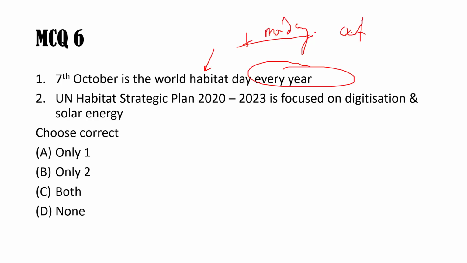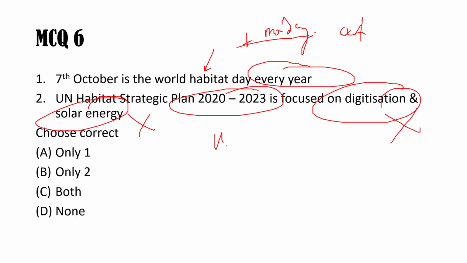So World Habitat Day was declared by the UN, and UN Habitat has a strategic plan for 2020-23. This 4 year plan is not focused on digitization and solar energy. It is mainly focused on waste management, because it takes care of the urbanization process and the cities, how they can flourish and how they can tackle all the challenges. The majority of the population of this world is going to live in urban areas. So waste management is the biggest problem there, and we are heavily focused on it.